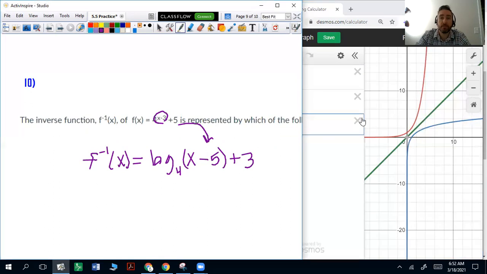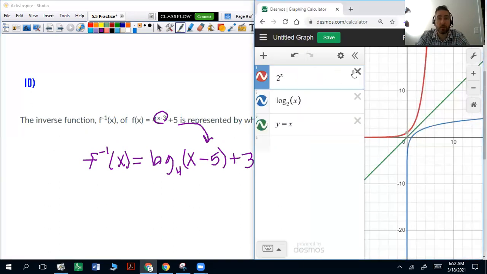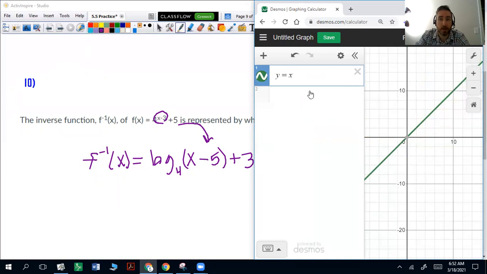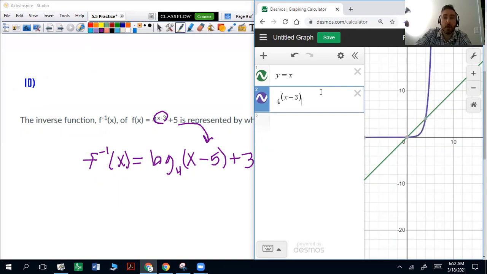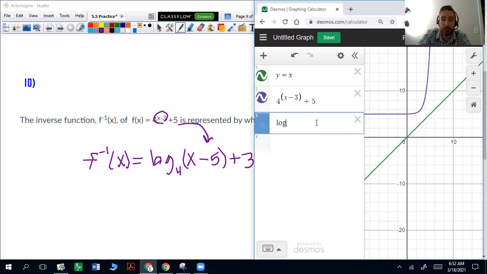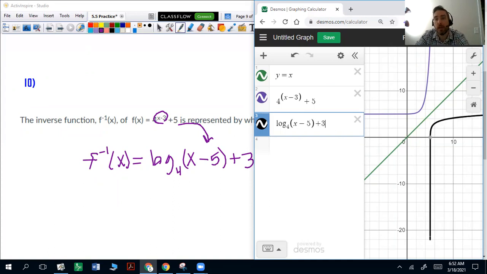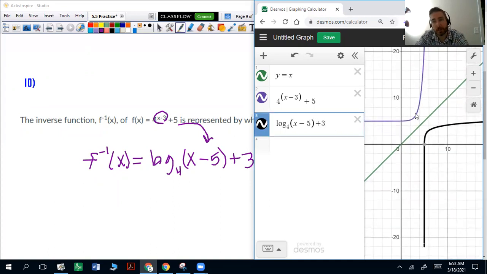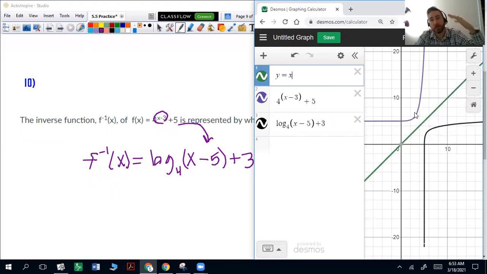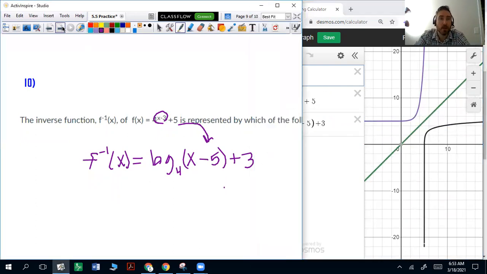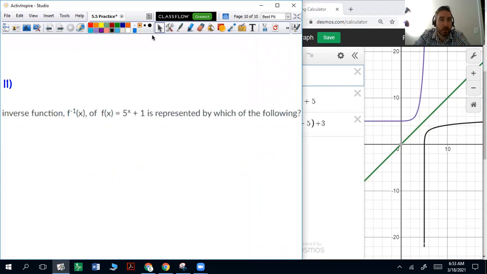So let's back that up. We can clear all that out. So I'm going to leave the y equals x there. So we do 4 raised to the parentheses x minus 3. You got to have parentheses in the exponent, plus 5. So there is the exponential function. And then the log function, log base 4, x minus 5, plus 3. And what you want to look for is that reflection of the line y equals x. So it looks like those are mirror images of each other. So we're good.